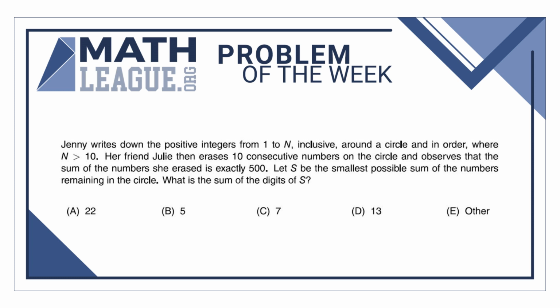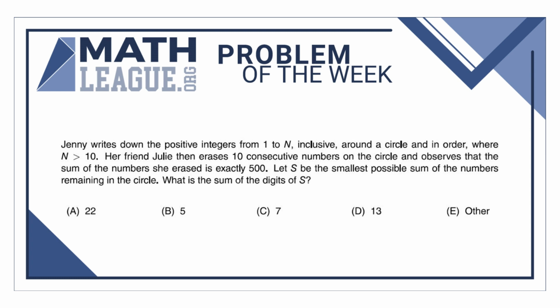Today I'm going to go over 12308, sprint 27. So the problem reads, Jenny writes down the positive integers from 1 to n inclusive around a circle and in order, where n is greater than 10.